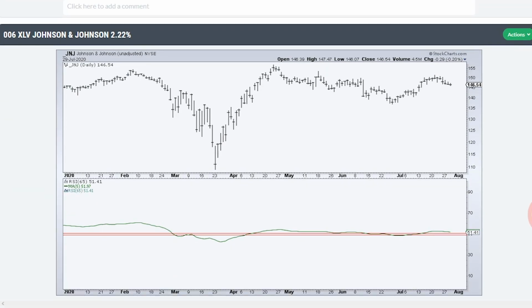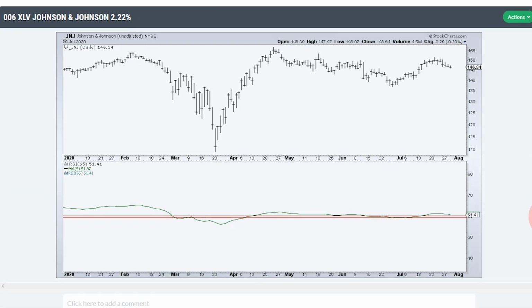Then we look at Johnson & Johnson. And this one looks kind of interesting. You can see you get whipsaw signals here. So we got bullish here in early April, but we got a little whipsaw there with the June pullback, and that is going to happen. But we're back in bull mode with that move above 51.